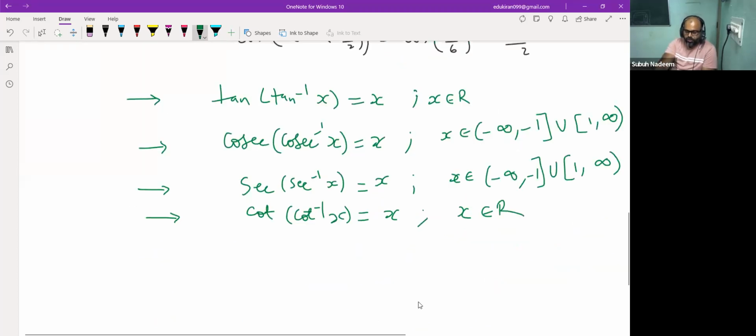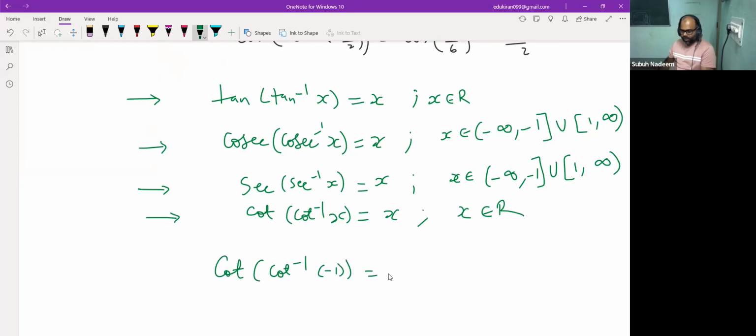For example, if you take cot of cot inverse of, suppose, minus 1. Minus 1 is a real number. So cot inverse of minus 1 is minus pi by 4, minus 45 degree. And cot of minus pi by 4 is minus cot pi by 4, and cot pi by 4, that is cot 45 degree, is 1. So you are getting the same thing, minus 1, outside. So you can directly apply this property and get minus 1.